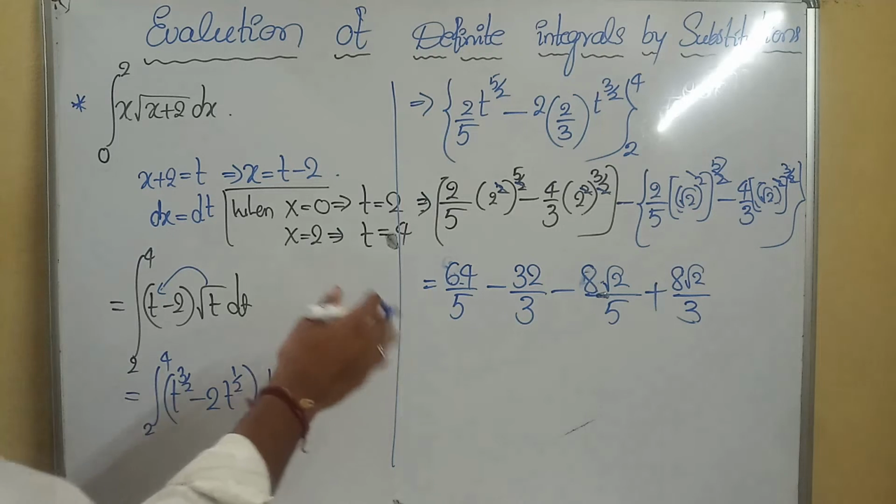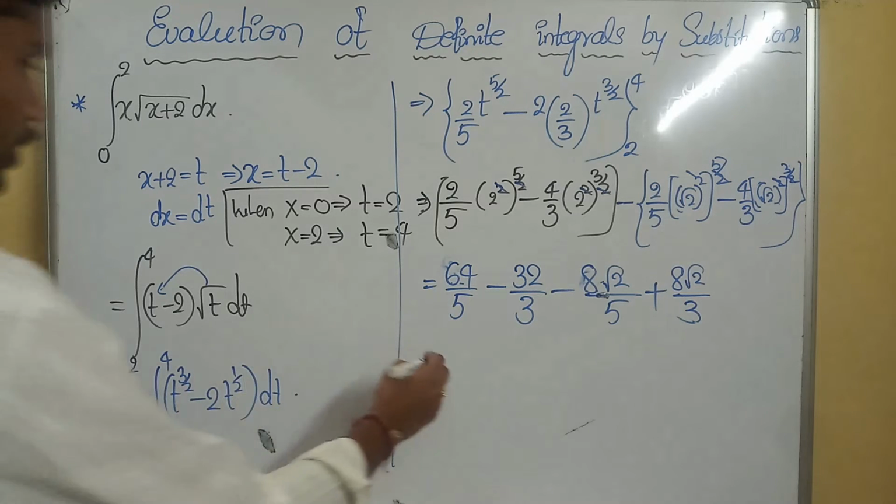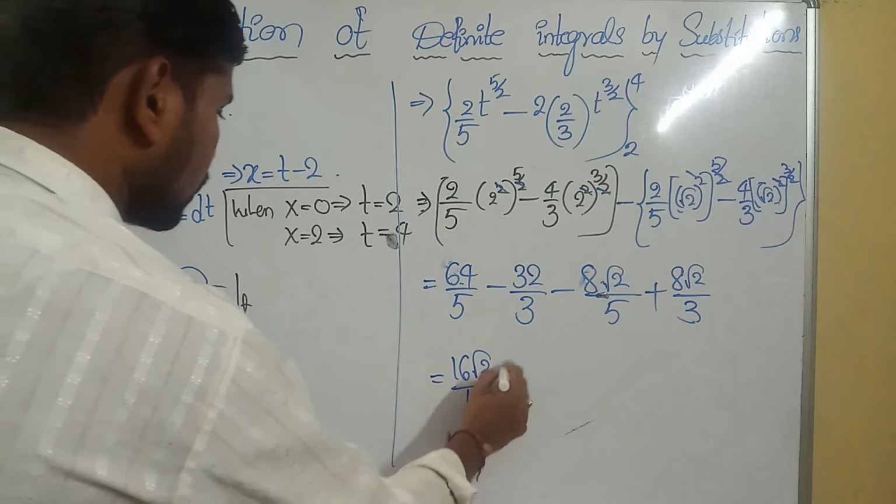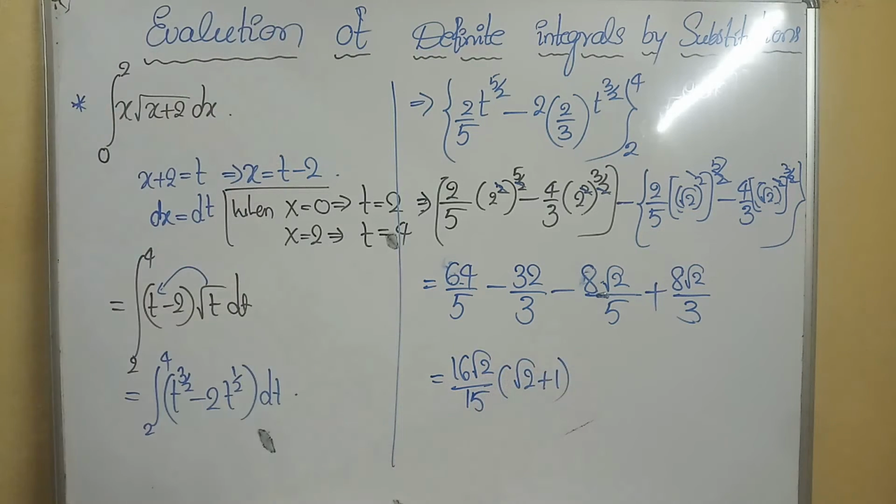You'll get the final solution value as 16 root 2 divided by 15 into root 2 plus 1. Got the point clearly?